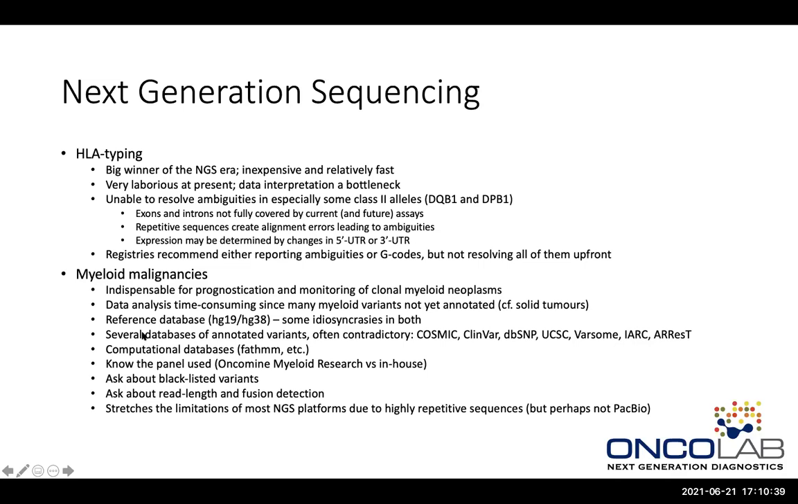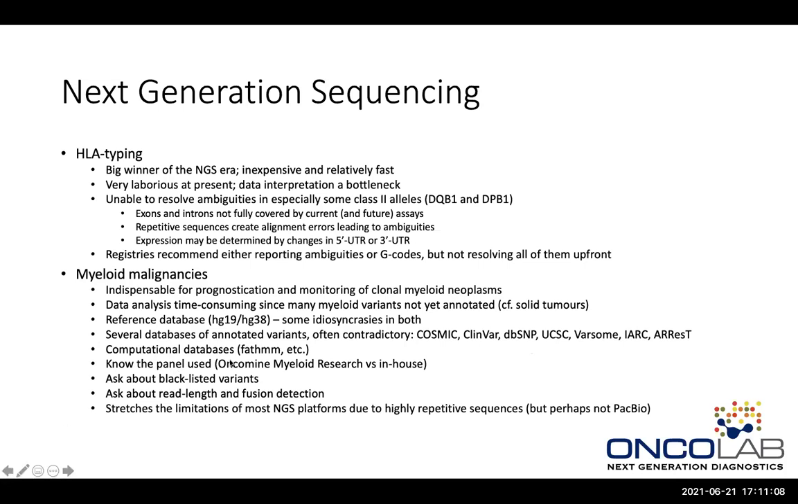So we filter this data, and I'll show you now, and then we have several databases of annotated variants. Often they contradict one another, but COSMIC, ClinVar, dbSNP, UCSC, VarSome, IARC, and the rest. And then there are computational databases that can use computational models to say whether a variant that isn't described elsewhere is likely to be pathogenic or not.